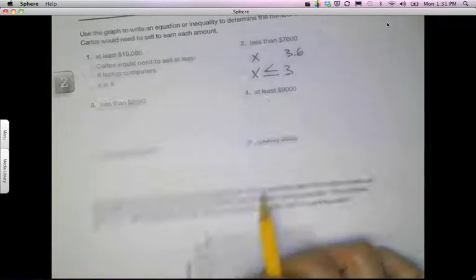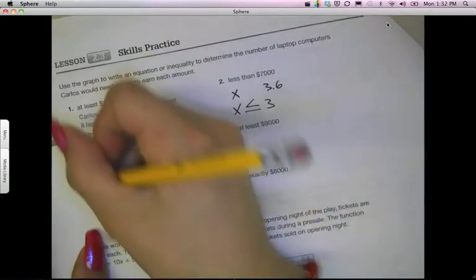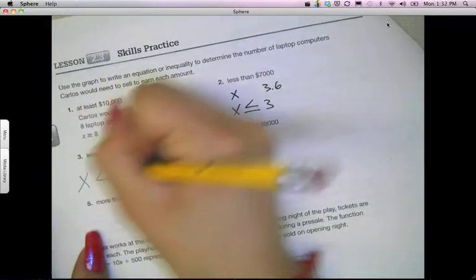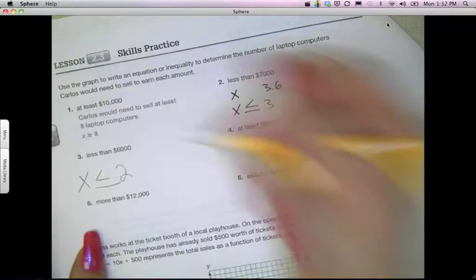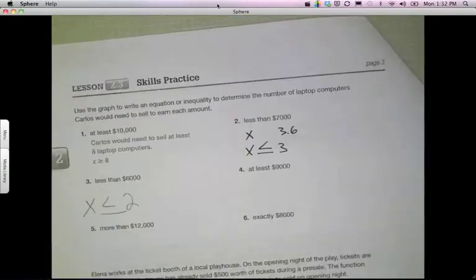If it's less than 2.5? So it would be like 2. Exactly. So X has got to be less than or equal to. Yes, or equal to 2, exactly. And there you go. That's how you do it from the graph. Does that make sense? Yeah. There you go.